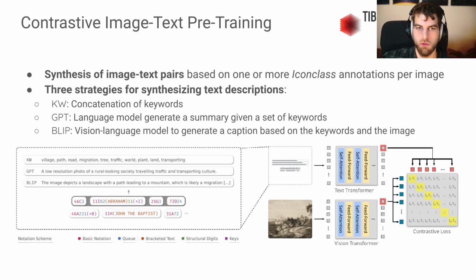So to solve these problems, or to see if this is a problem, we also consider GPT and BLIP. GPT is basically only a language model that generates a summary given a set of keywords, and then we have BLIP, a vision-language model, to synthesize captions based on keywords and now also the image. When we have synthesized this text description, basically we optimize CLIP to minimize the difference between images and texts.